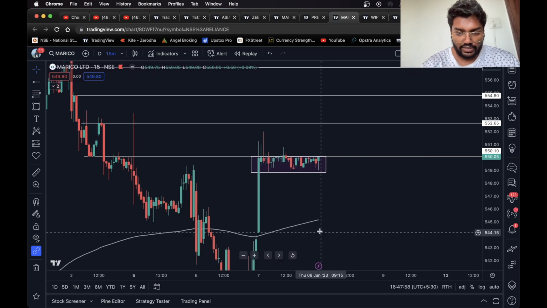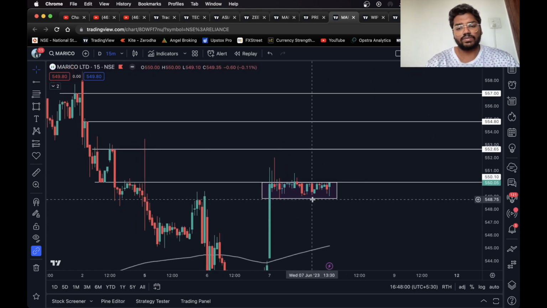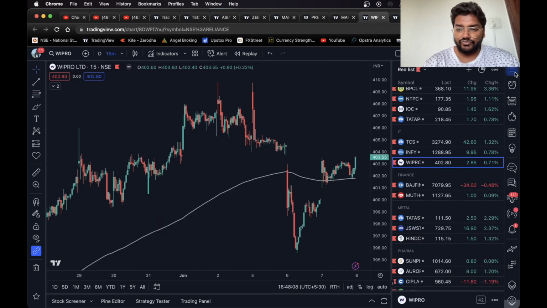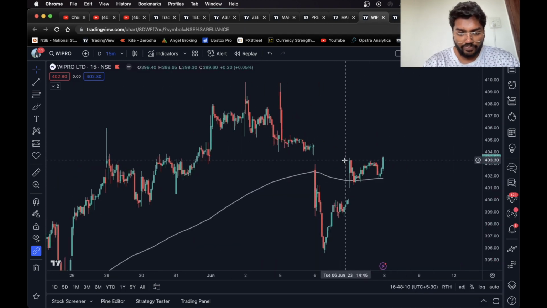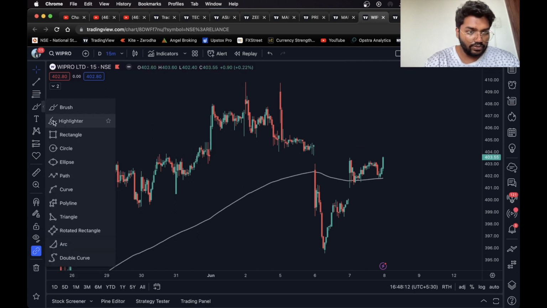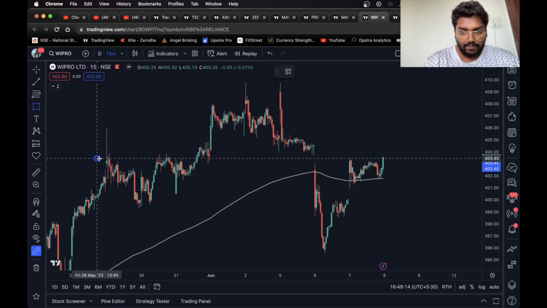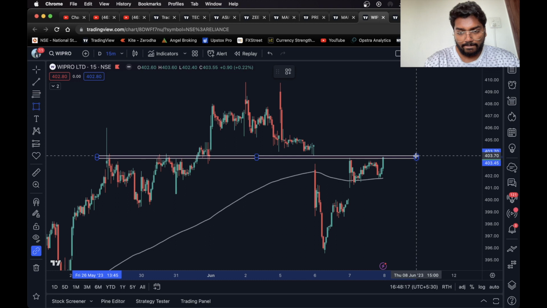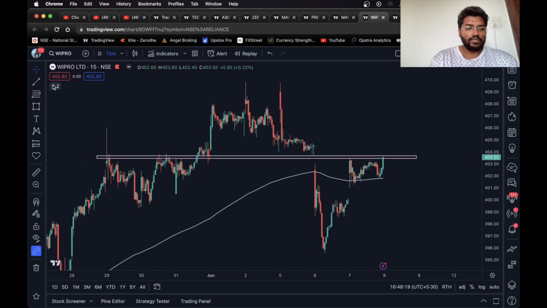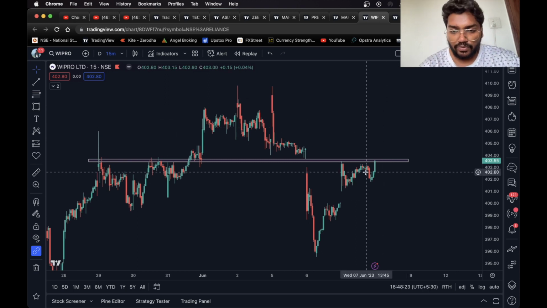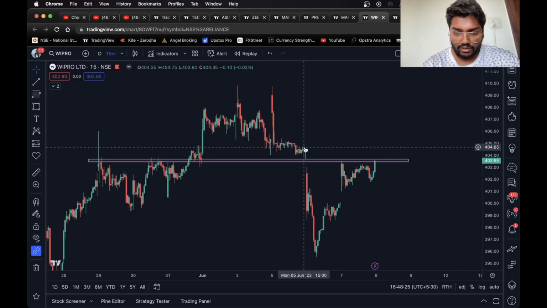And for short, you can consider 200 EMA as your target. Very simple guys. Box breakout, both side potential, you can take entry on either side, and the target levels I have already marked here. Next is Wipro. Okay, Wipro, yes, Wipro is also on a good level. As you can see, Wipro, okay, I'll just remove 200 EMA as of now.